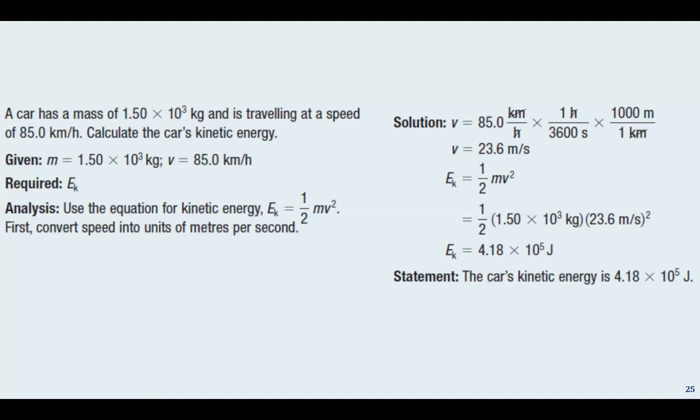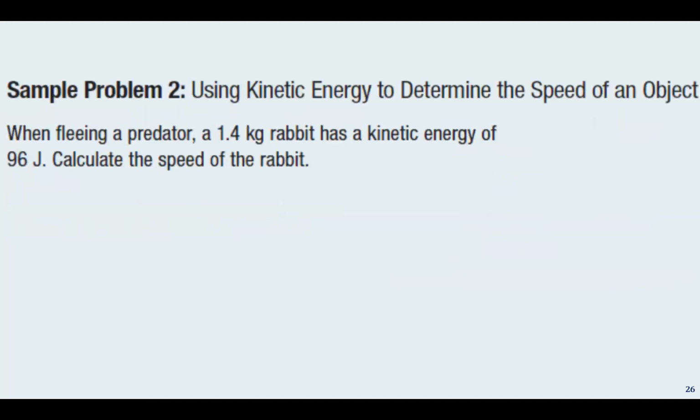Okay, any questions? Okay, if you don't have any questions, let's consider another sample problem. We can also use the kinetic energy to determine the speed of an object. When fleeing a predator, a 1.4 kilogram rabbit has a kinetic energy of 96 joules. Can you calculate the speed of the rabbit? Okay, I'll give you 3 minutes to consider this problem by yourself, and then we'll have a look at the solution.